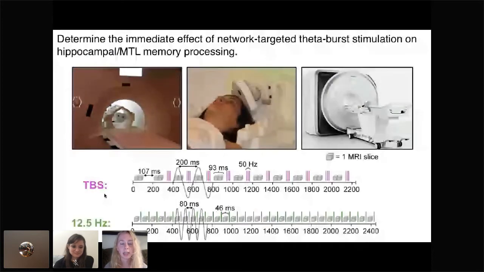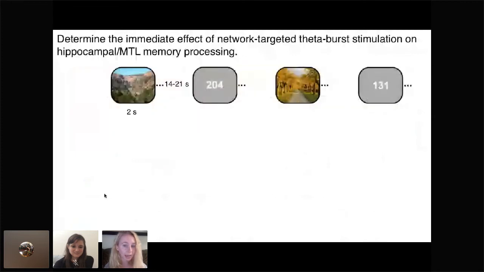And so while they're in the scanner being stimulated and scanned, they are performing this task. For some of the trials, they are seeing a scene, an outdoor complex visual scene. And for other trials, they are just seeing a number. While the scene is on the screen for the 2 seconds it's there, subjects are instructed to really immerse themselves in the scene.